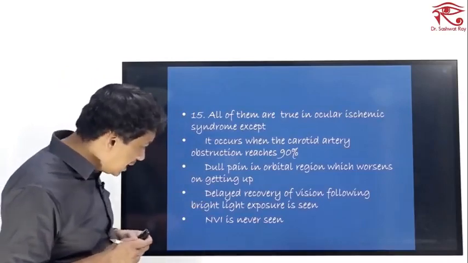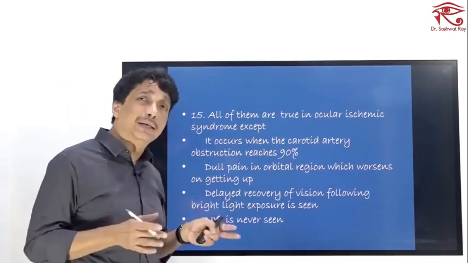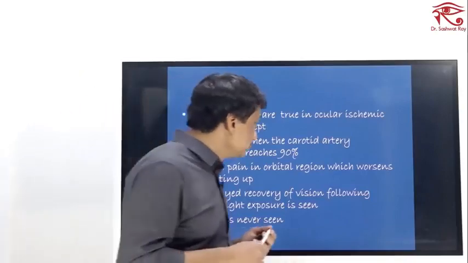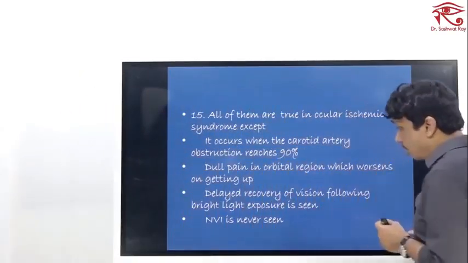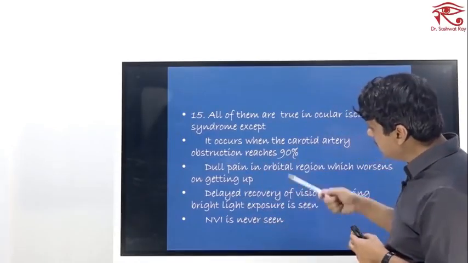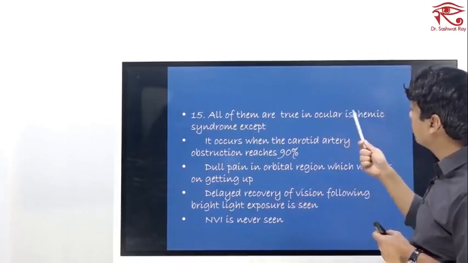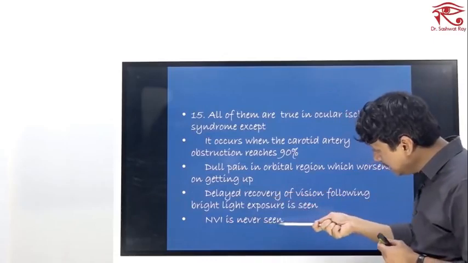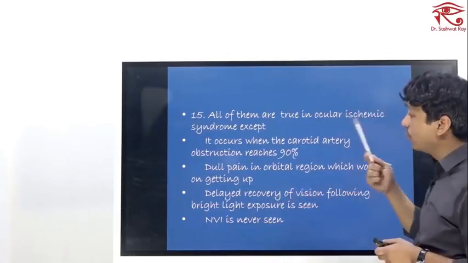And the last answer, that neovascularization is absolutely incorrect, because neovascularization is a very important sign of ocular ischemic disease, which often leads to glaucoma. So this is actually very commonly seen. So this choice D is the answer, because this is incorrect, and that is what we've been asked. The answer is D in question number 15.